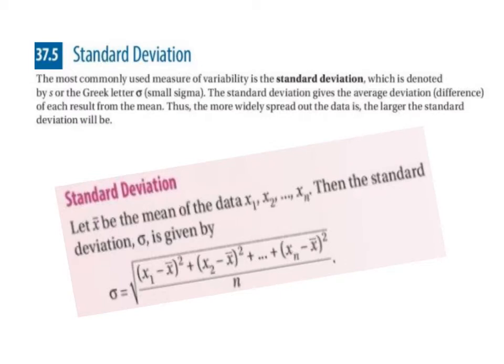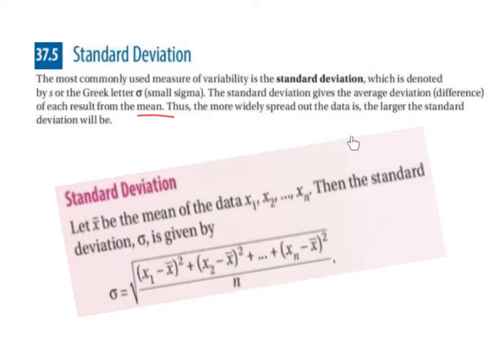Standard deviation. The most commonly used measure of variability is the standard deviation, which is denoted by S, or the Greek letter small sigma, which looks like a circle with a little tick off the top. The standard deviation gives the average deviation or difference of each result from the mean. Thus, the more widely spread out the data is, the larger the standard deviation will be.